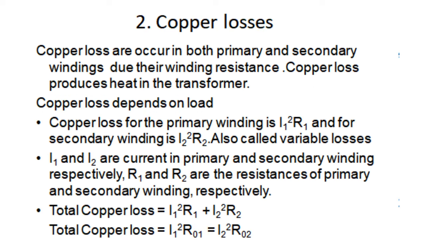Copper loss. These losses occur in both primary and secondary windings due to their ohmic resistance. These can be determined by the short circuit test. Total copper loss equals I1² R1 plus I2² R2, which equals I1² R01 or I2² R02. The copper loss varies as the square of the current. Total loss is equal to constant losses plus variable losses.